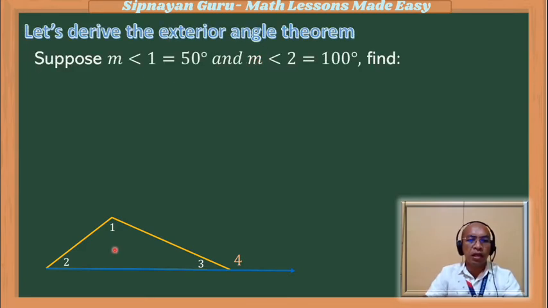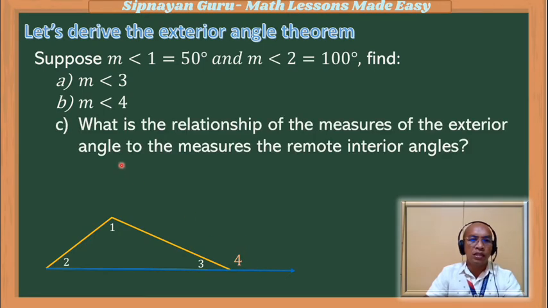In the same triangle, suppose the measure of angle 1 is 50 degrees, the measure of angle 2 is 100 degrees. We are asked to find the following. First, the measure of angle 3. Second, the measure of our exterior angle, which is angle 4. And lastly, what is the relationship between the measures of the exterior angle to the measures of the remote interior angles?